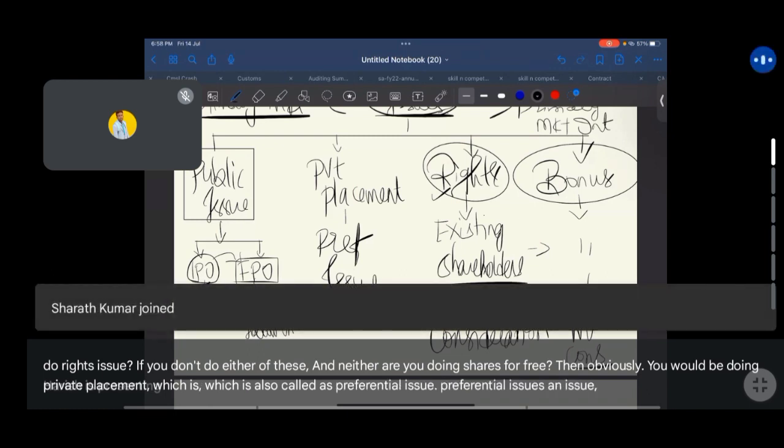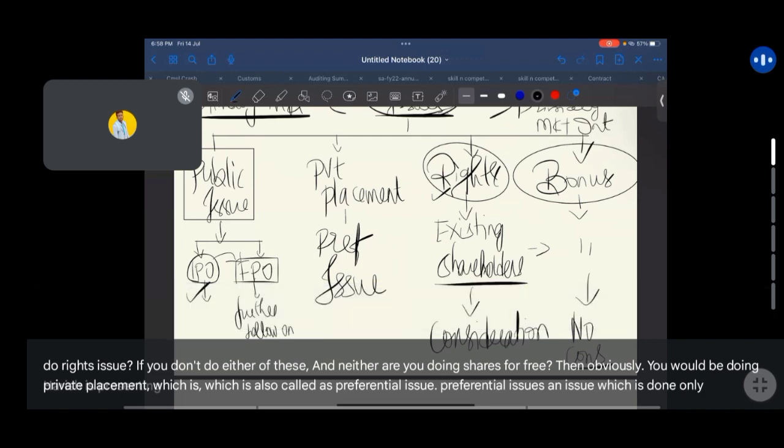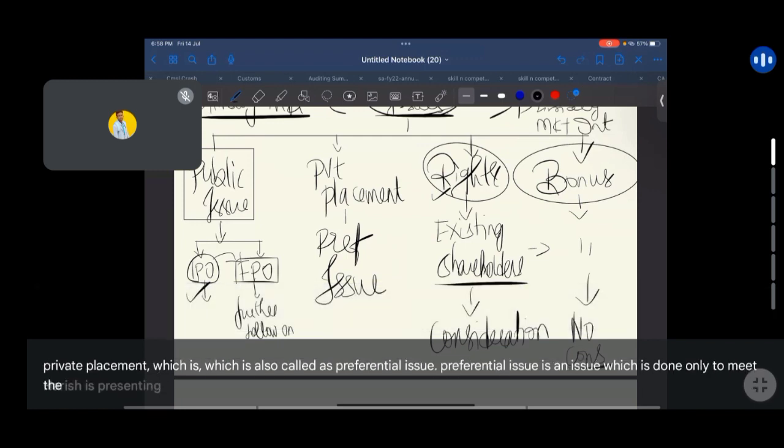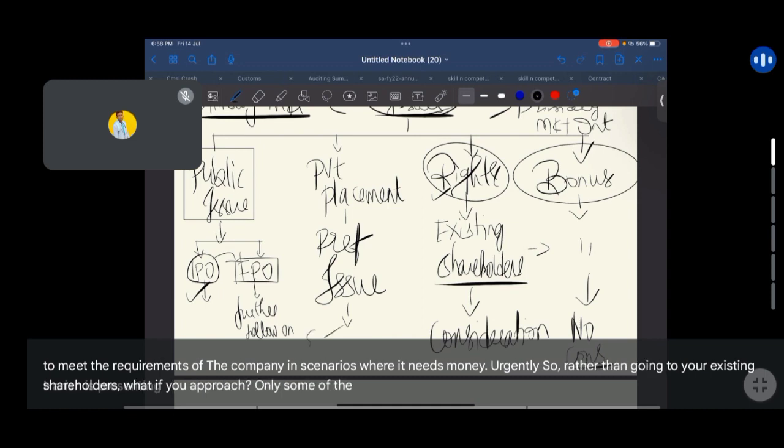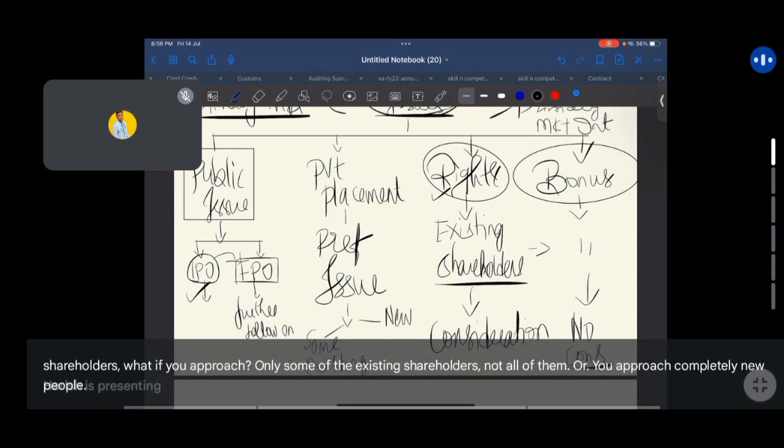Preferential issue is an issue which is done only to meet the requirements of the company in scenarios where it needs money urgently. So rather than going to your existing shareholders, what if you approach only some of the existing shareholders, not all of them, or you approach completely new people?